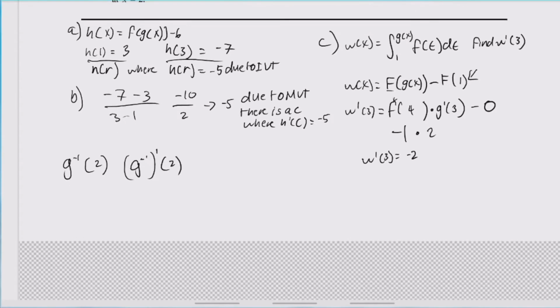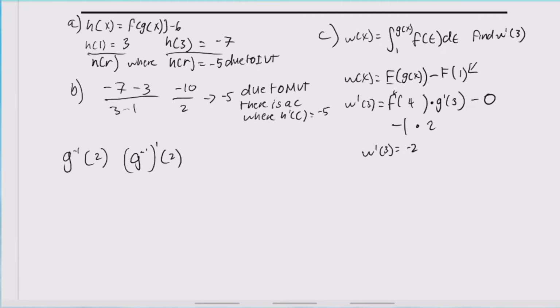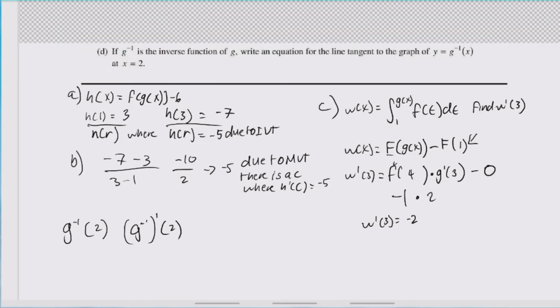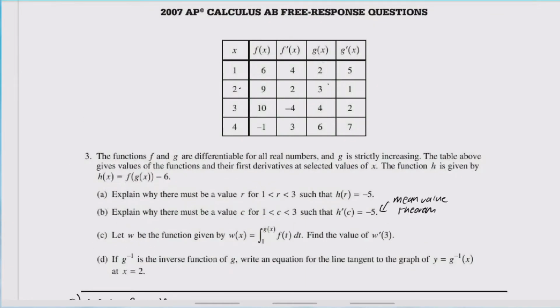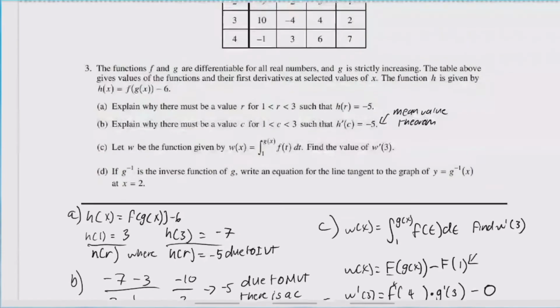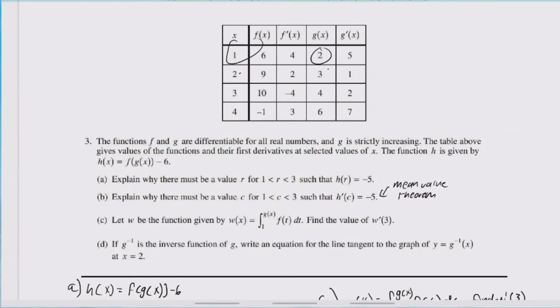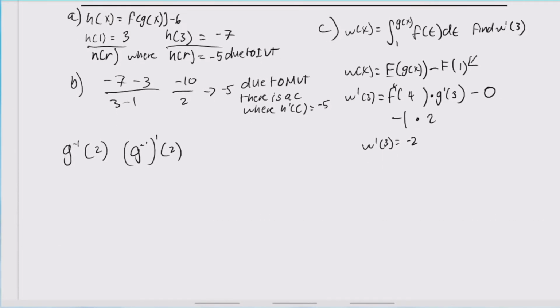All right, let's get going here. So then what we're going to do first is we're going to find my point. So g inverse of 2. So where x was 2, or where y was 2, now x is 1. So my point that I'm going to be using is 1, 2.